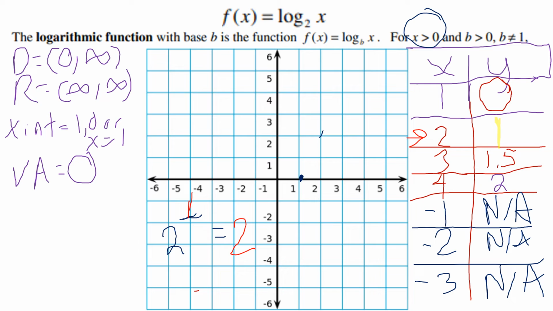Bam. Now we got something going on. Now we could do it. So from 2 is 1.